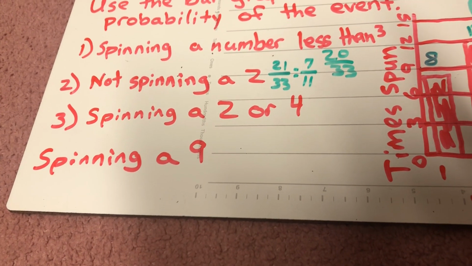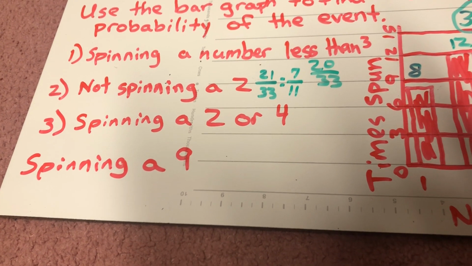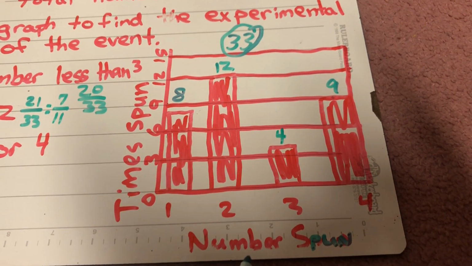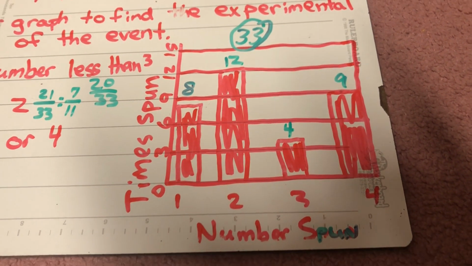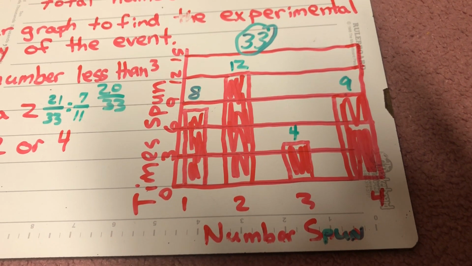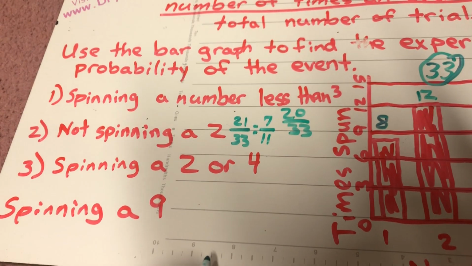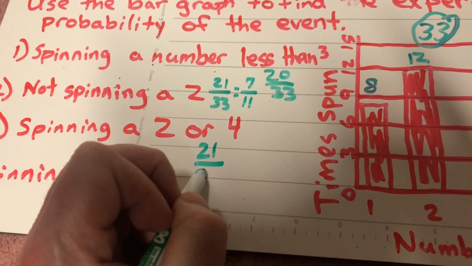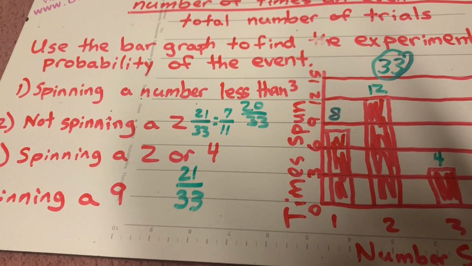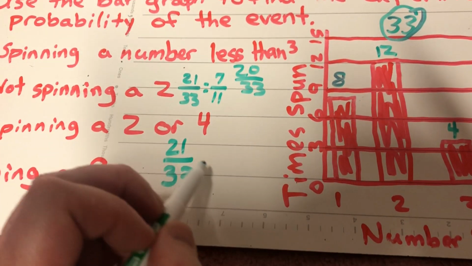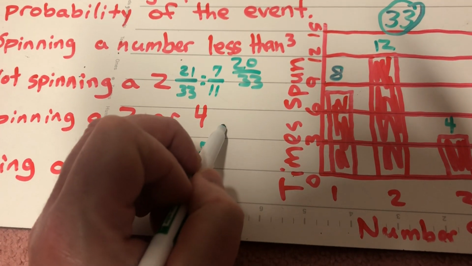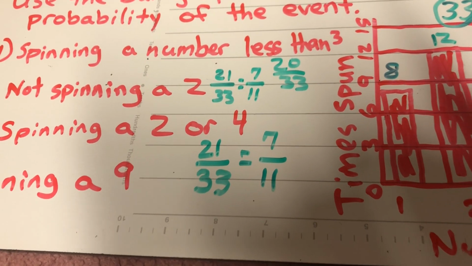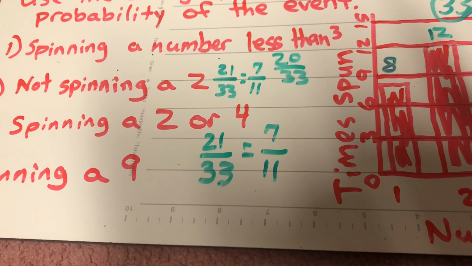Going on to the next one, spinning a 2 or a 4. When I spin a 2, that's 12 times. Spinning a 4 is 9 times. 12 plus 9 is, once again, 21. So the experimental probability of spinning a 2 or a 4 is 21 over 33, because 33, once again, is the total number of trials. It just so happens to be the same answer. So I can, with confidence, say that in simplest form, it's 7 over 11, because the only number that can go into both 7 and 11 is 1.